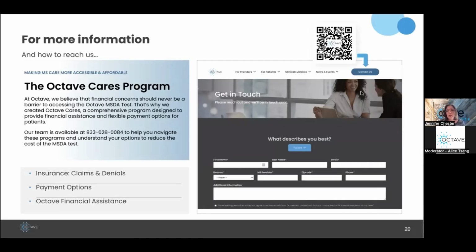And then you can go onto our website. This shows here at octavebio.com. There's a button where you can contact us. There's also a QR code here to read, and you can enter your information, and then someone will be in contact with you.